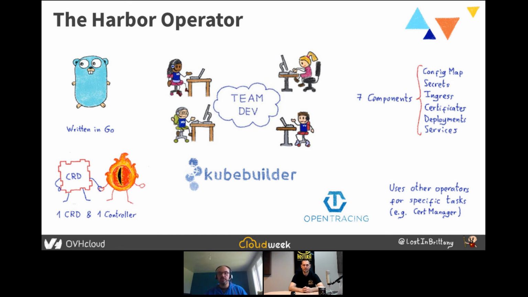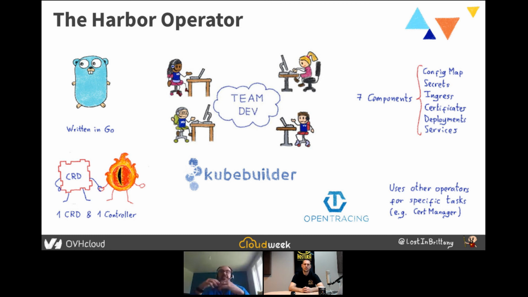Our team worked for a long time. They used Kube Builder, and they wrote everything in Go, and they created a first version of the operator with only one custom resource, the hardware instance, and one controller. And they added a lot of different internal components for the clusters.